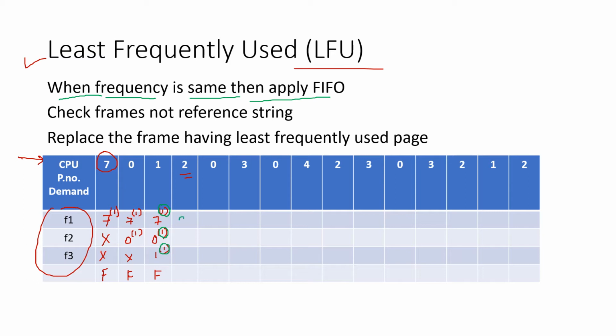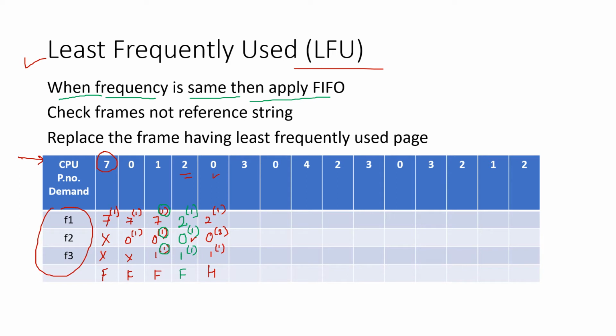So we'll write here 2, first entry, so this is 0 and this is 1. This is again a page fault only. Now next is 0. Whether 0 is there already, 0 is already there. So we'll write hit, but the frequency of 0 will increase. The frequency of 0 will be 2 here, because it is entering the second time.